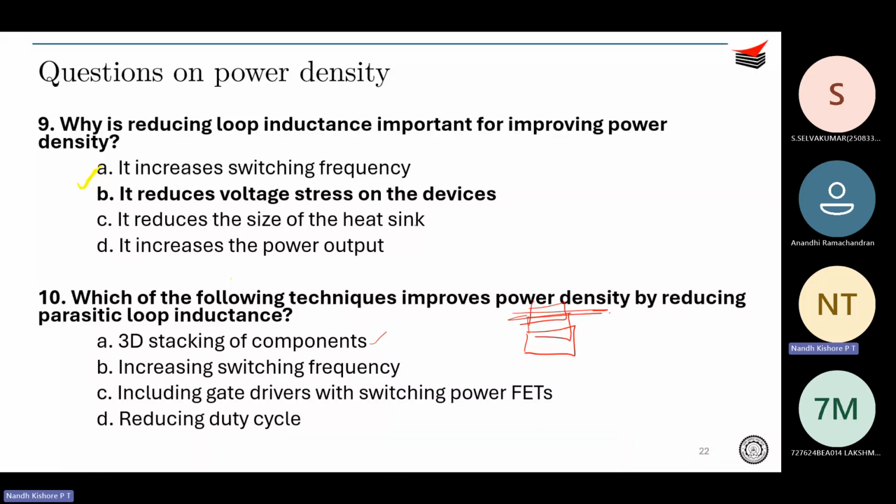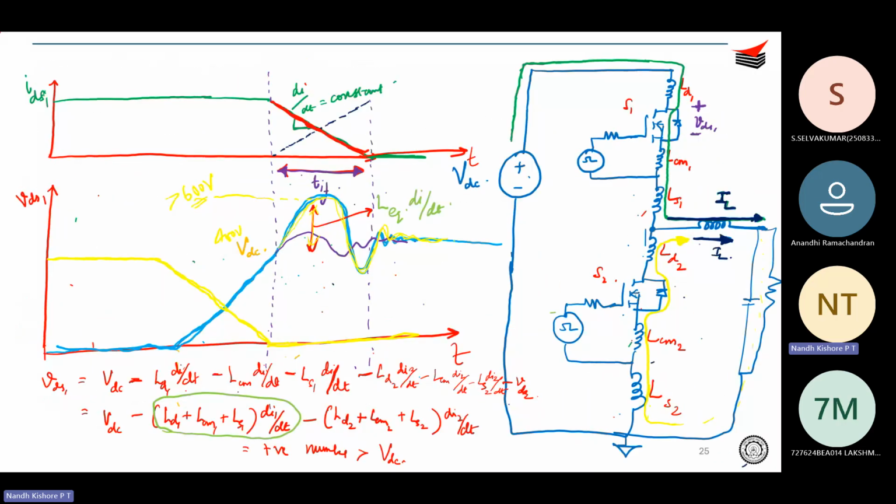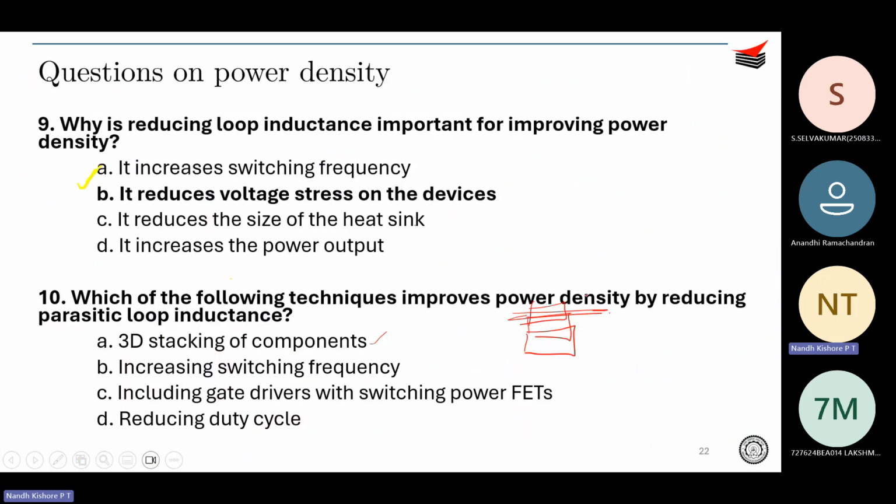So we saw loop inductances like this, right? And we did not consider this. There will be loop inductances over here also, right? All of these are there due to physical connections. How will you reduce these physical connections? That is the question. I agree one of them can be 3D stacking of components, but if you look at the other options, tell me which can be better.